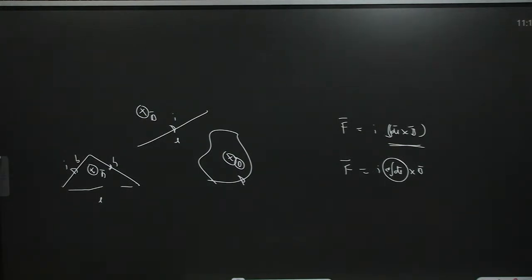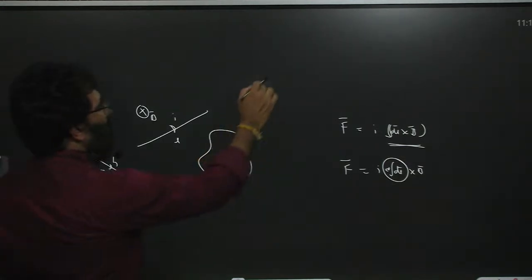Simply, the displacement is the shortest distance between the starting and final points, which is L. The current direction is along this direction, so I dl bar cross B bar, the force must be along this direction. That force is equal to I L B only. The force on this wire is ILB.